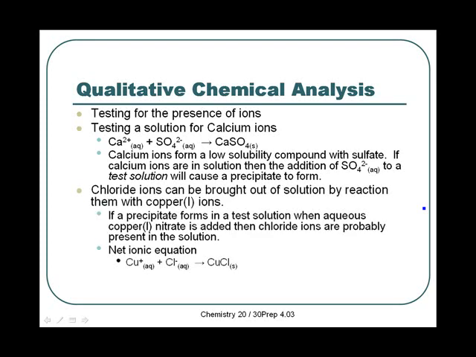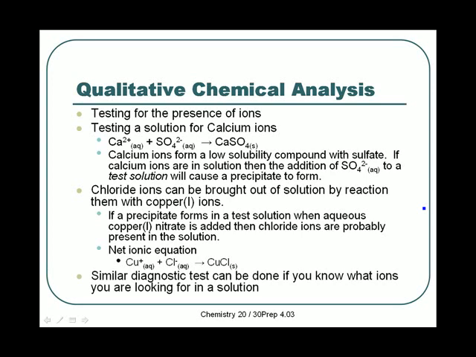The same can be said with our chloride ions, and we just did that example, but the same idea. If we're looking for chloride ions in solution, we're going to add something that we know produces a result. So if we add copper ions, or copper 1 ions I should say, if a solid is formed, we know there's a good chance that chloride ions are there. If no solid is formed, if the solution stays clear, then we know that the chloride ions are not there.